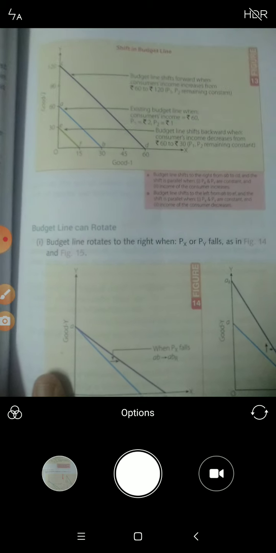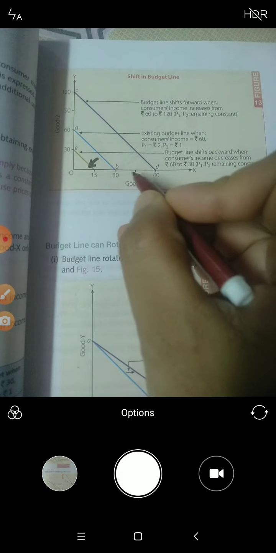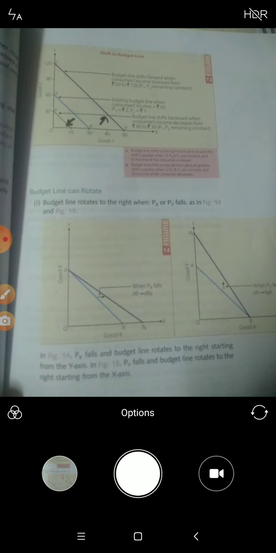So the one which is blue in color, that is the normal one when he was earning rupees 60 per unit. Clear? So when his income decreases from 60 to rupees 30, the budget line shifts downward. Clear? Similarly, when his income increases from 60 to 120, what is the effect on the budget line? It also increases. Clear?